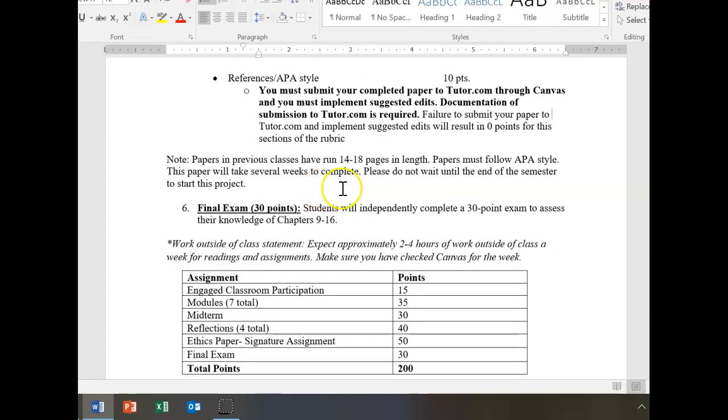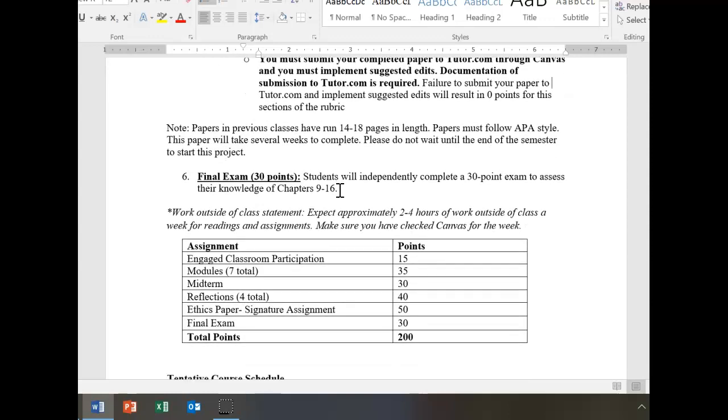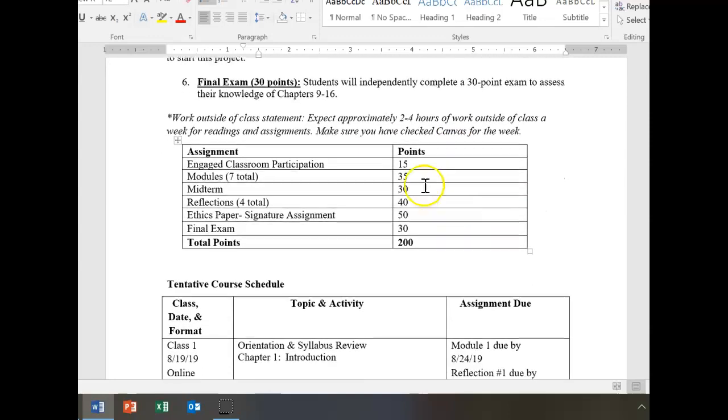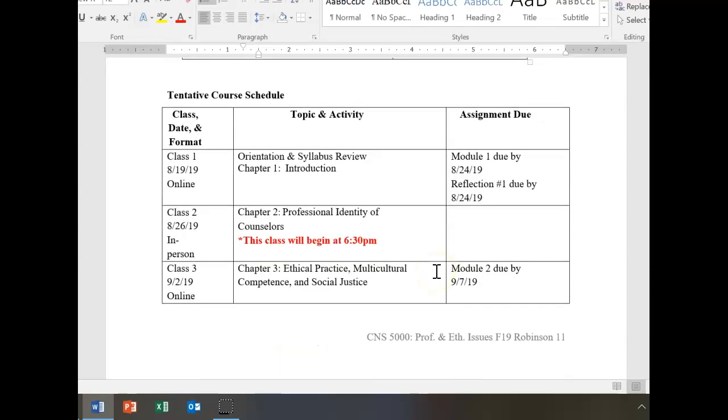You can see here how long the papers have been in previous classes. So understand that and don't wait till the last minute to start working on your paper. And then you have a final exam worth 30 points. Again, this is an online exam that you will do on your own through Canvas. Here's the points breakdown. Let's jump into your course schedule.